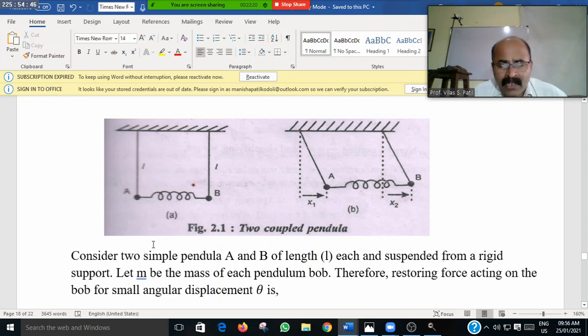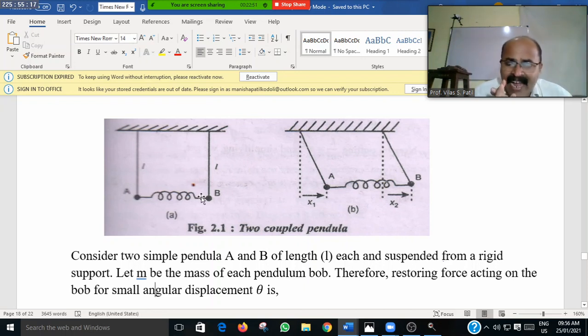Consider here is the diagram, shows that there is the rigid support, here is one of the rigid support, and to the rigid support, two simple pendula, that is the pendula A and pendula B, are to be suspended, are to be tied. Here will be the length of the simple pendulum. This is the light string, and A and B are the metallic bob, and they will be connected together with the spring, very very small spring.